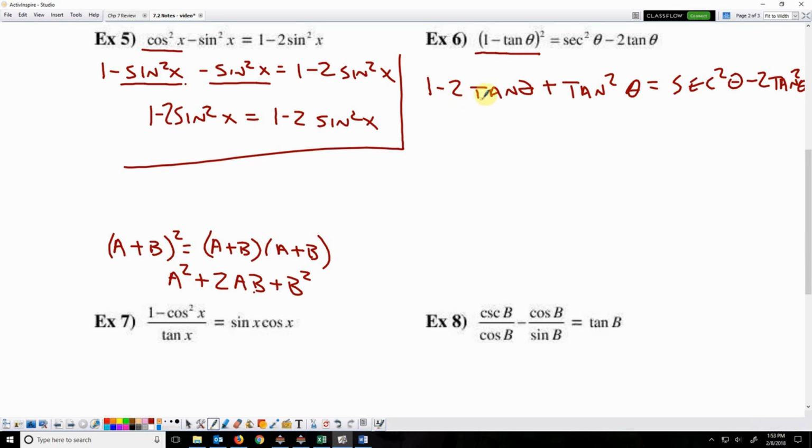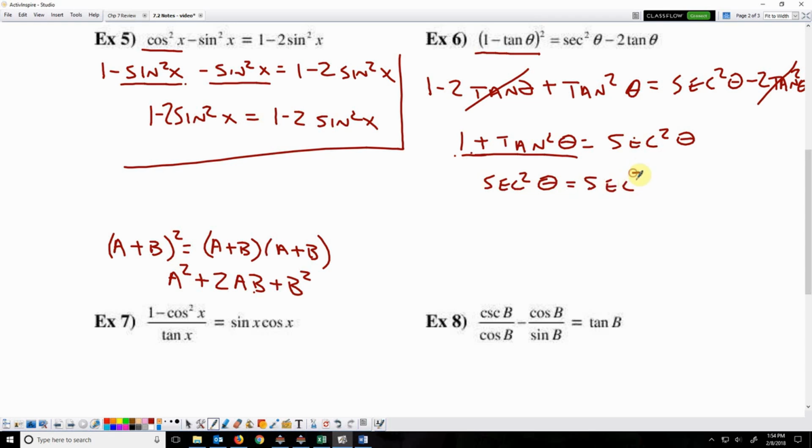So I've got a minus 2 tan squared theta on both sides. If I add 2 tan squared theta to both sides, that is going to cancel. So I get 1 plus tan squared theta equals secant squared theta. And one of our Pythagorean identities says that 1 plus tan squared theta is equal to secant squared theta. So I'm going to substitute secant squared theta equals secant squared theta. My two sides are identical, which proves the original identity.